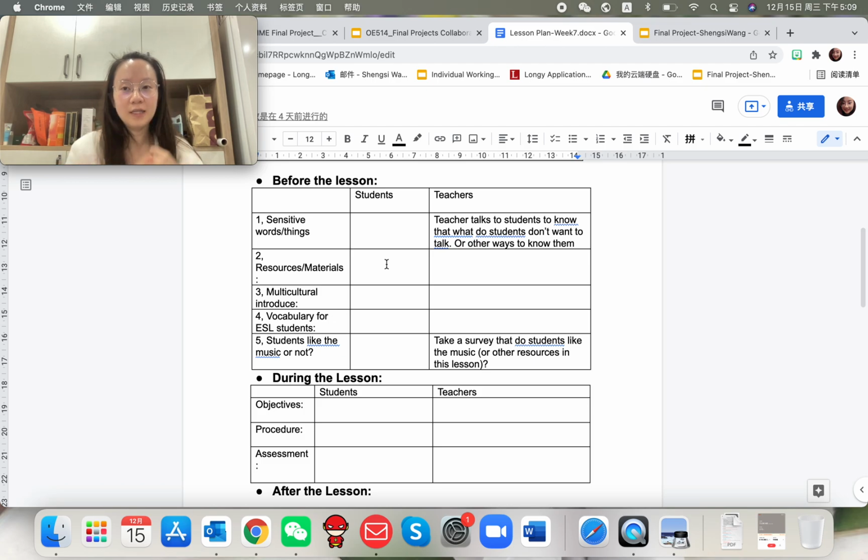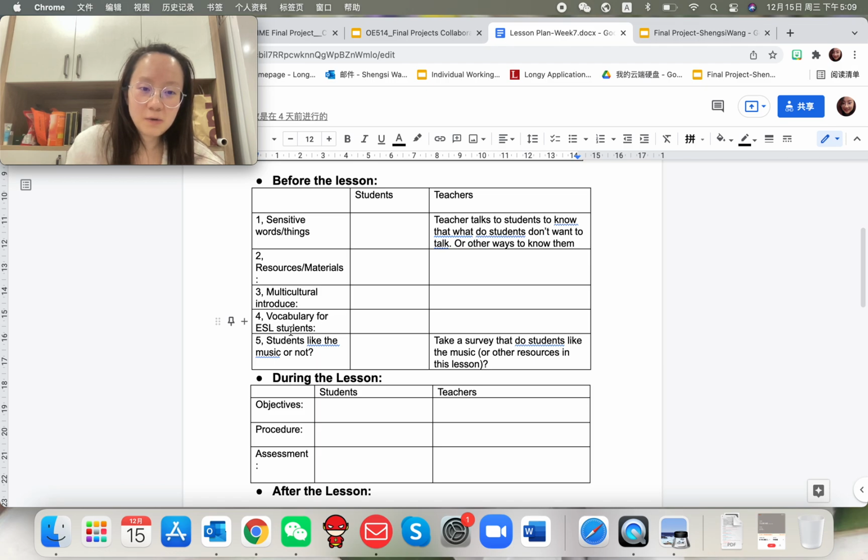And the third one is multicultural introduction. For example, in China, as I talked about a few minutes ago, we almost only have Chinese students in our classroom. We don't know anything about foreign culture. So as a teacher, maybe next lesson we will learn something about foreign culture, and I need to introduce it, I think.